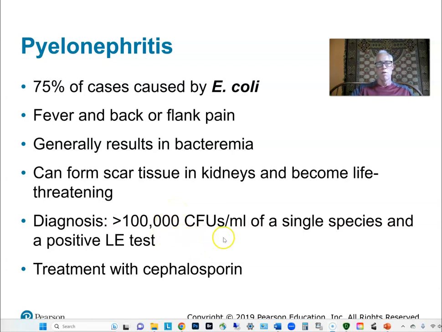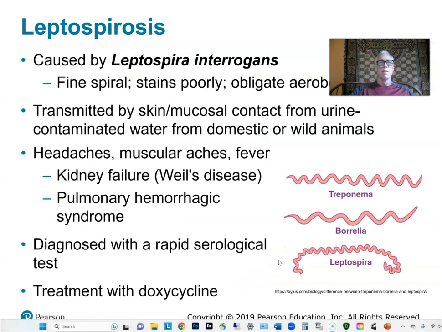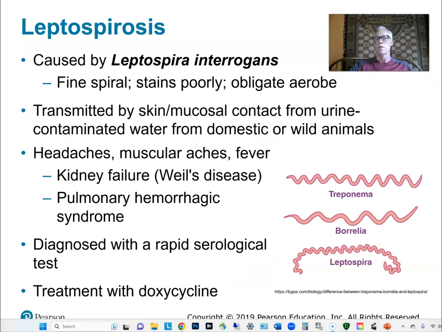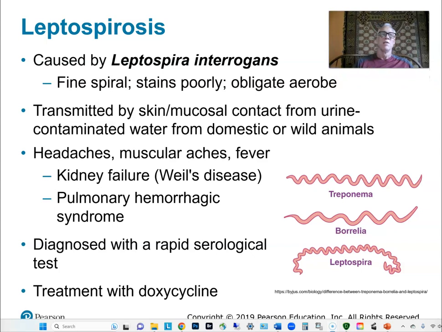Diagnosis, over 100,000 colony-forming units of a single species of bacteria in a clean catch urine sample, and also that leukocyte esterase test showing that there's white blood cells in large numbers present. Treatment is with cephalosporin. So that's the UTIs in a nutshell.